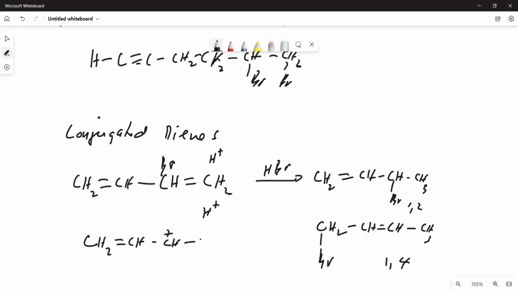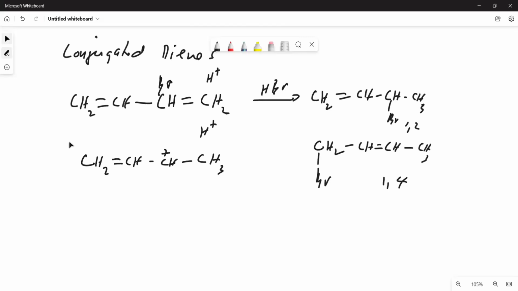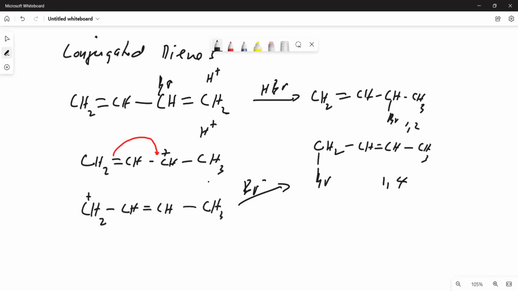carbonium, which is allylic. And if you recall in our discussion on pi electron delocalization, if the double bond is adjacent to a carbonium ion, it will resonate. So we have another resonance structure for that. That's why you have a double bond here. And if this one is attacked by the nucleophile, you have the 1,4 product.